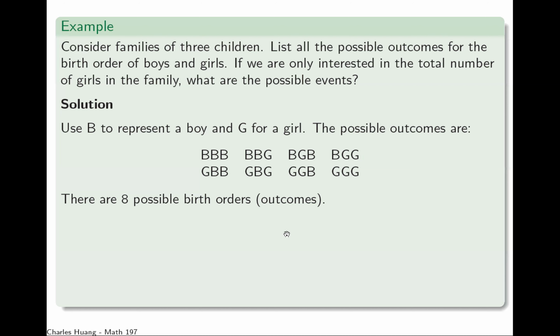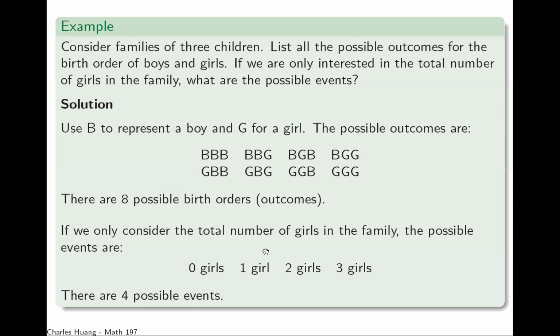Now, between all of them, we can have 0 girls, right? No girls in the family, all boys. We can have 1 girl and 2 boys, 2 girls, and 3 girls. These are called 4 possible events.